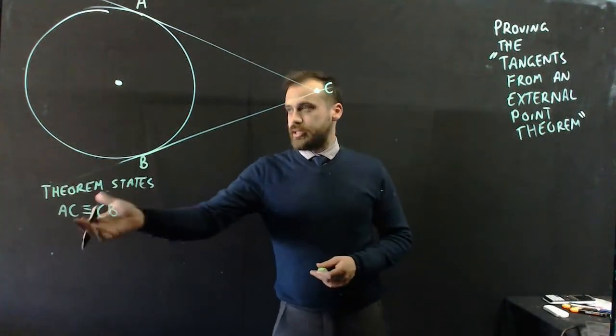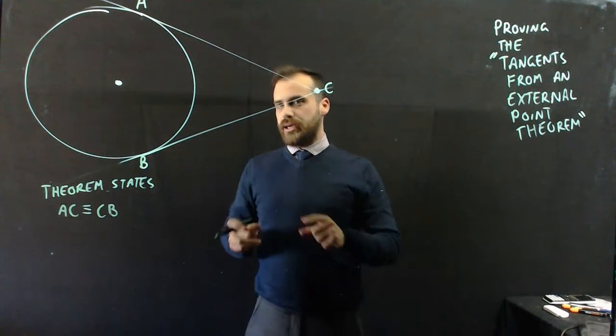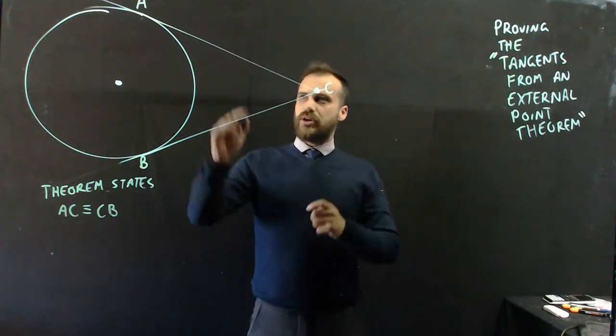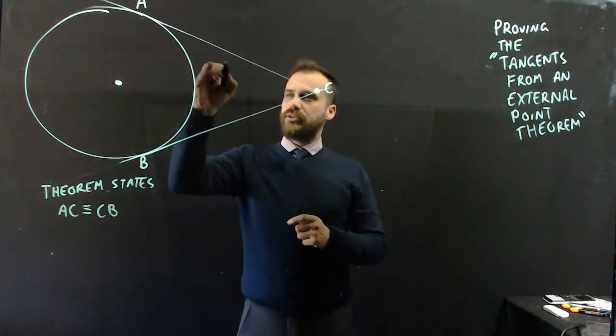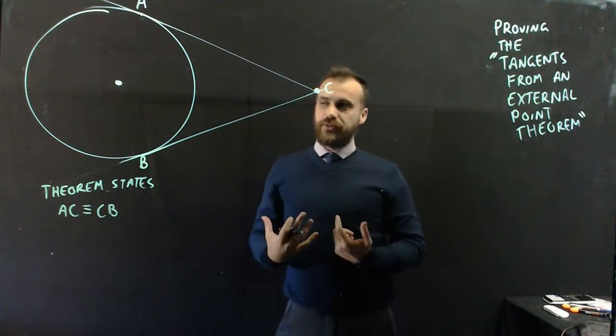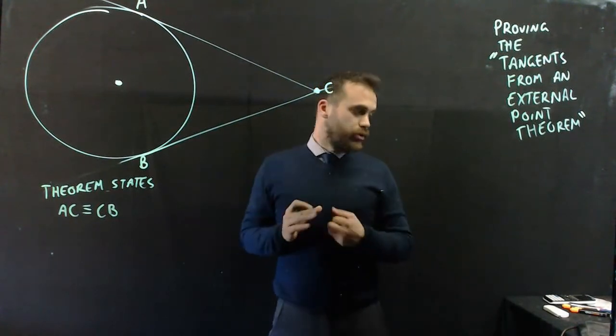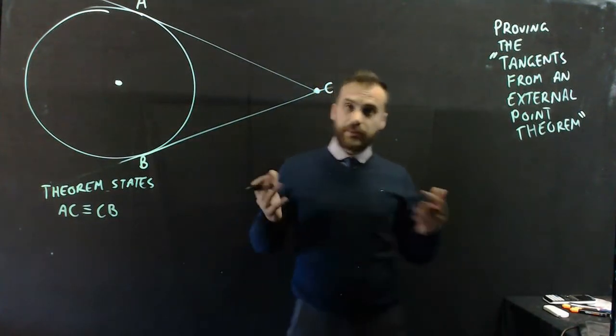So the theorem states that AC is congruent to CB. They have the same length. I'm not going to draw this little mark in here because I don't know that yet. That's what I'm trying to prove. Now, you might want to pause it at this point and try to prove it yourself. Otherwise, I'm going to get started.